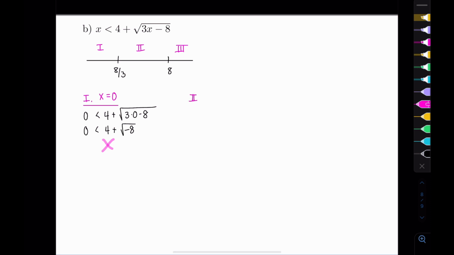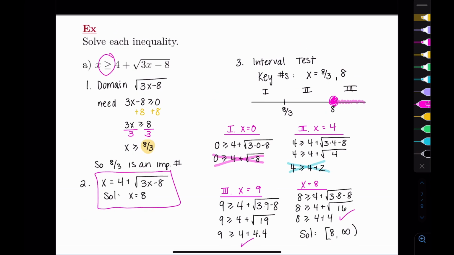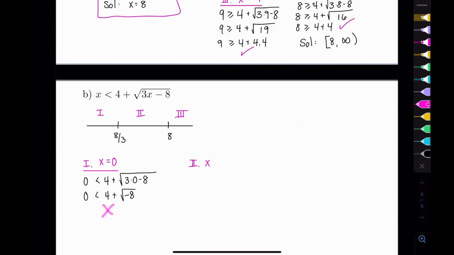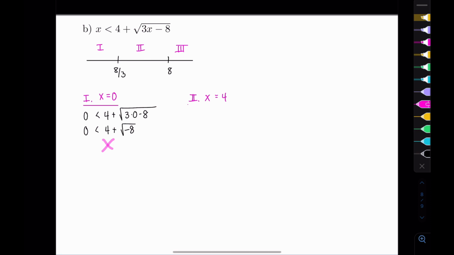Plugging in something from interval 2, really let's just go back because the only thing that's changed is the inequality sign that we have here. So let's plug in 4. When we plug in 4, it gives us 4 is less than 4 plus the square root of 3 times 4 minus 8. 4 is less than 4 plus the square root of 4. 4 is less than 4 plus 2. So this one does work, which means interval 2 is good. But I still have to figure out these endpoints separately.